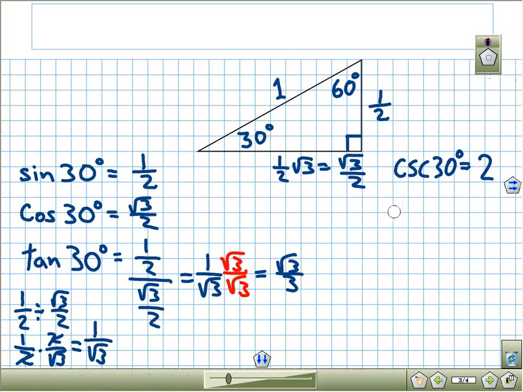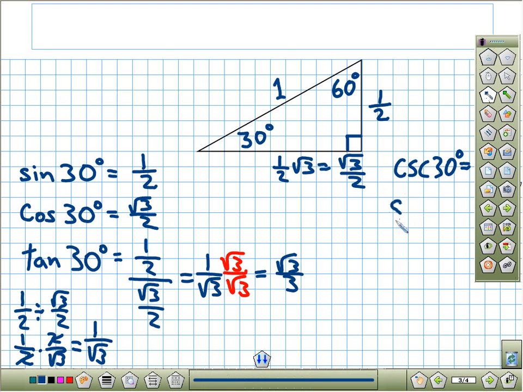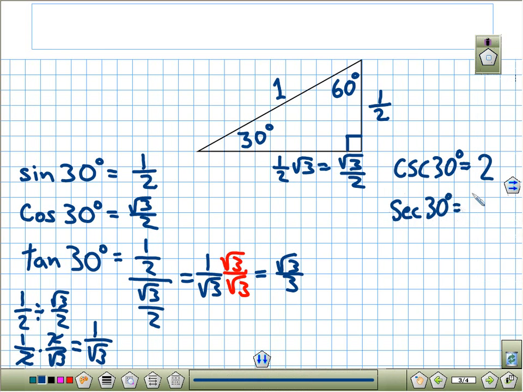Okay, secant is 2 over the square root of 3, right? Now, if we wanted to rationalize that denominator, what would we get? We multiply the top and the bottom by the square root of 3. So we get 2 square roots of 3 up top and on the bottom 3, right? So if we wanted to rationalize the denominator, that's what we would do.